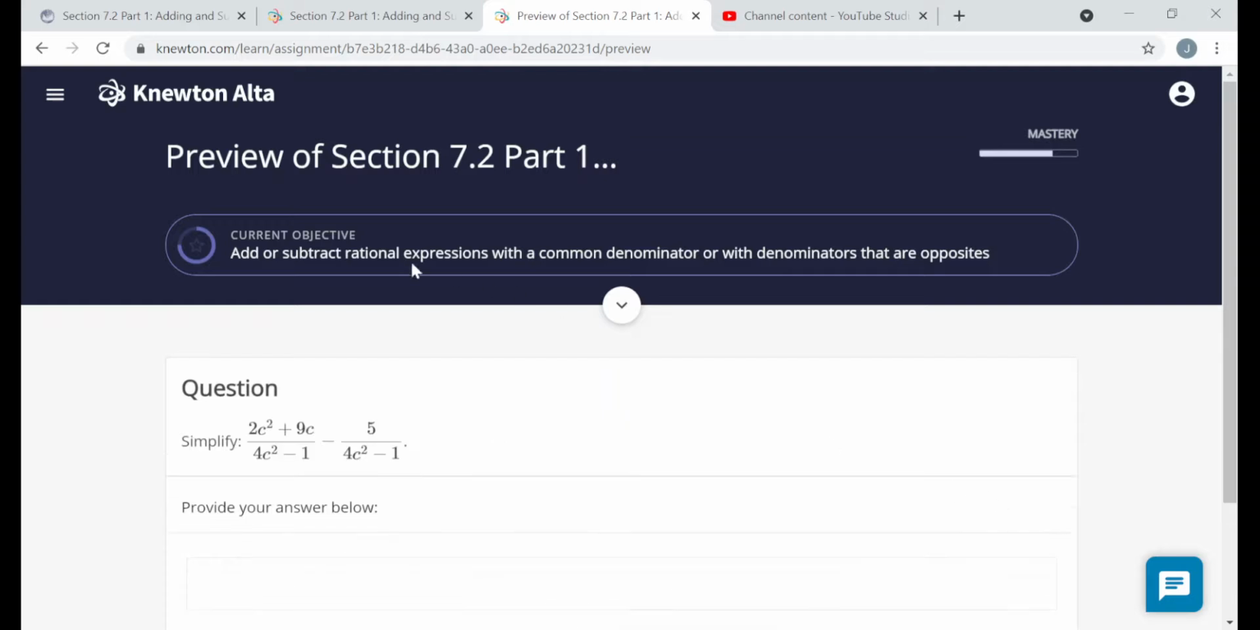Alright, and this should be the final question. Once again, look at this. We're subtracting two fractions, but the fractions have the same denominator already. They're both 4c squared minus 1. So that should make this pretty easy to start.